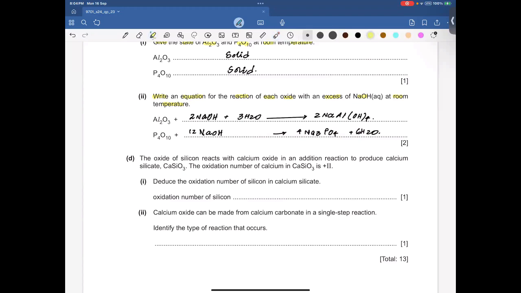Next part. The oxide of silicon reacts with calcium oxide. The oxide of silicon is silicon dioxide, which is also called sand or silica or silicon(IV) oxide. And by the way, silicon dioxide is an acidic oxide because it is a non-metal oxide.